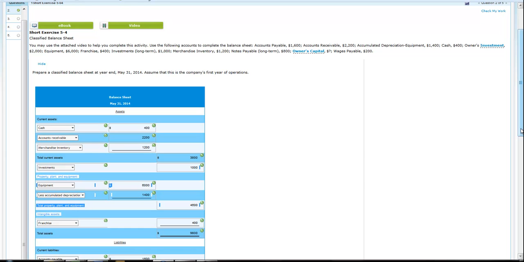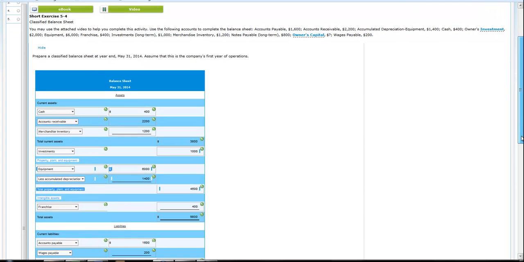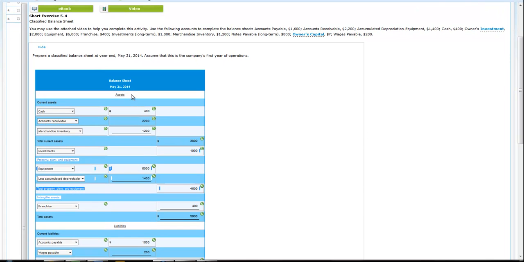So we know that the balance sheet is assets equals liabilities plus owner's equity. But what you can see here in front of you is we've taken our assets and further categorized those into current assets, investments, property, plant, and equipment, and intangible assets. And they are listed in that order on the balance sheet.